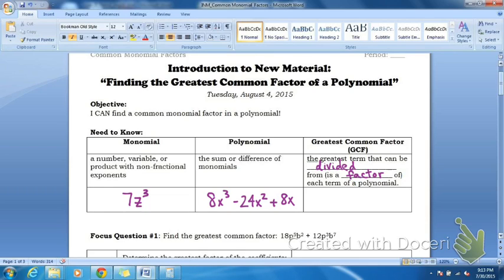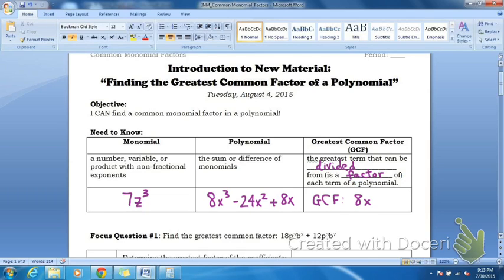Now if we use the polynomial that I wrote down, we can see what is divisible from all three terms. You look at the coefficients, 8, 24, and 8. All of them are divisible by 8. Now if we look at the variables, x to the third, x squared, x, all of these have an x. So all three terms can also divide by x to the first power as well. So the greatest common factor in this is 8x.